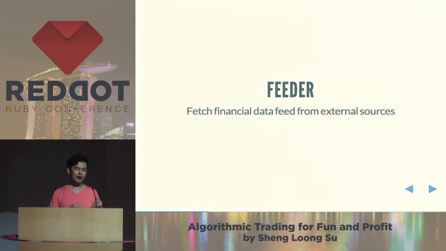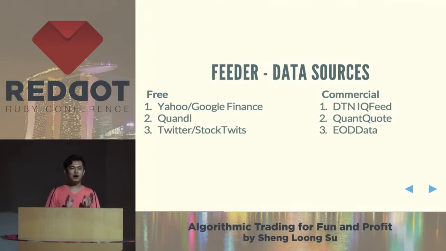If you want to build an algo trading system, the very first thing you need is financial data. I call this component a feeder. What it does is fetch financial data feeds from external sources. There are a few data sources. I'm a hobbyist, so I opt for the free one, like Yahoo Finance. But let's say you're a quant trader and maybe you have a little bit more money, you might want to subscribe to a commercial data provider for more precise data.